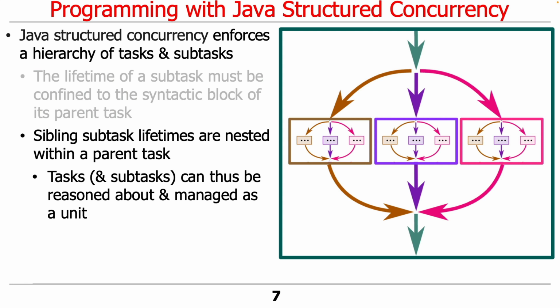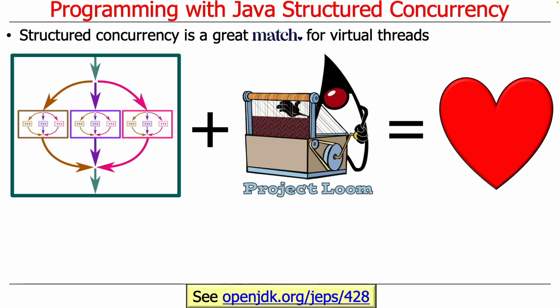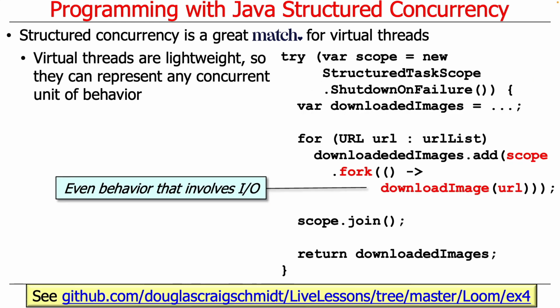OK, so why is this good? We can reason about and manage everything as a unit, and you don't have as many surprises: no leaks, no orphans, and so on. Now, as you might expect, structured concurrency is a great match for virtual threads. You can do it with non-virtual threads, but why bother? The whole point of virtual threads was to be able to create threads quickly and shut them down quickly, and yet still maintain all the other benefits of doing concurrency through threading. So virtual threads and structured concurrency really were designed to go together, like peanut butter and jelly, or peanut butter and chocolate, depending what you like.